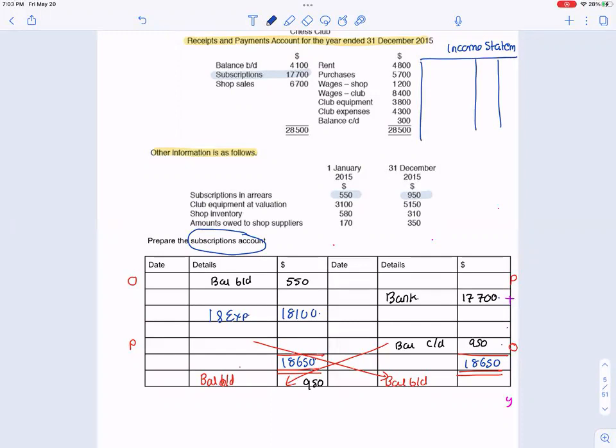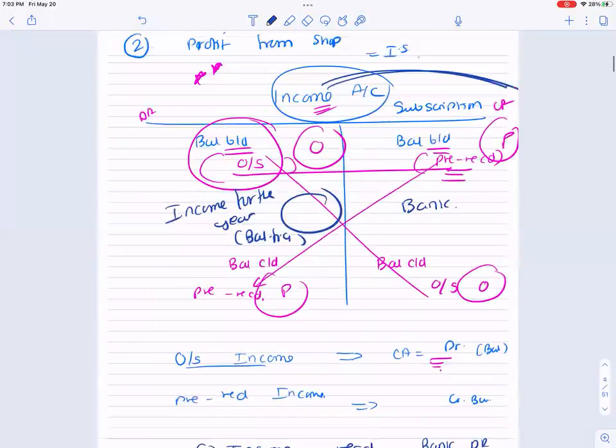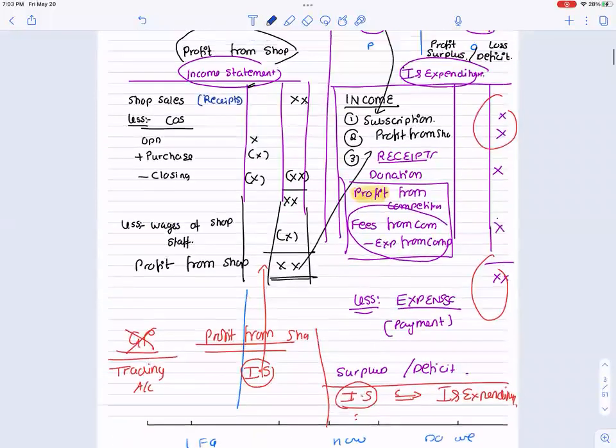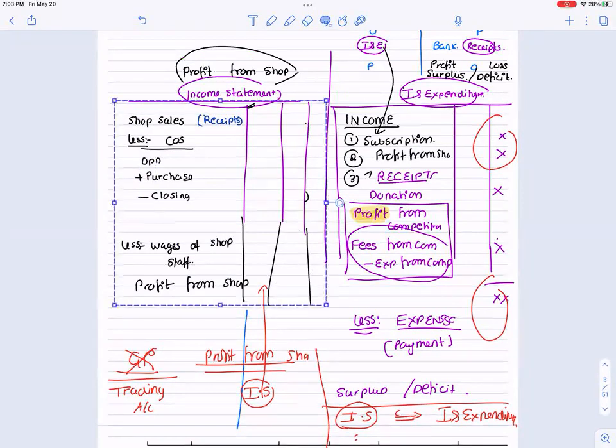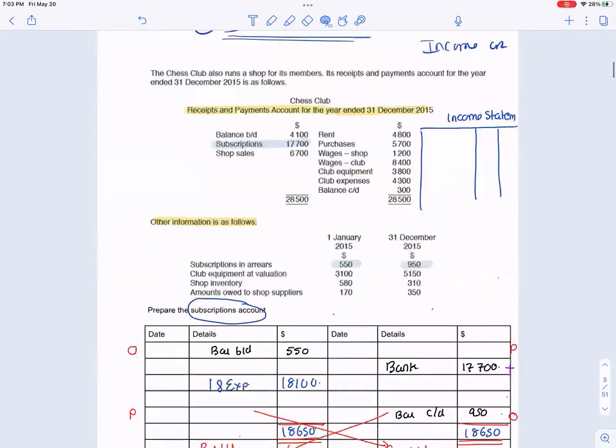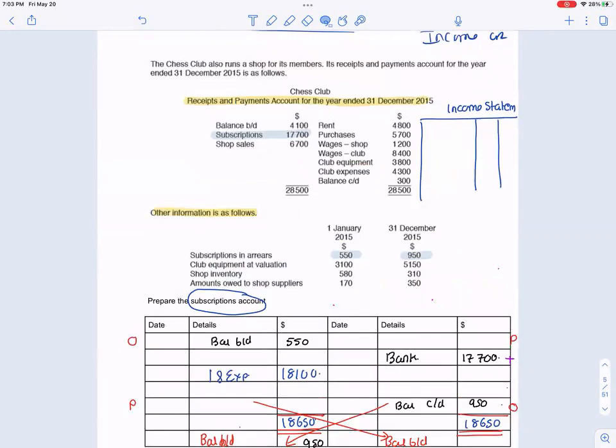First thing you start with is shop sales. Then less cost of sales. Cost of sales is opening inventory plus purchases minus closing inventory. Okay, fine. That on its own will give us nothing. Try finding out the profit from the shop.